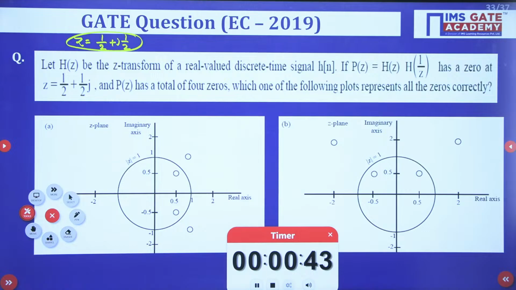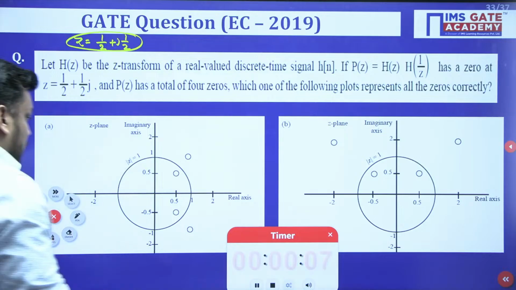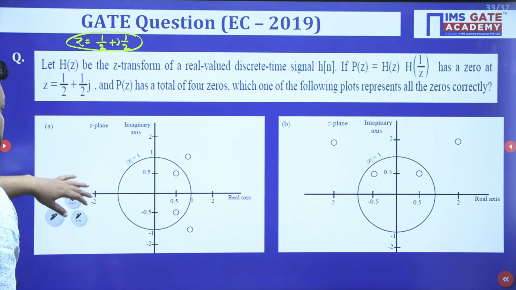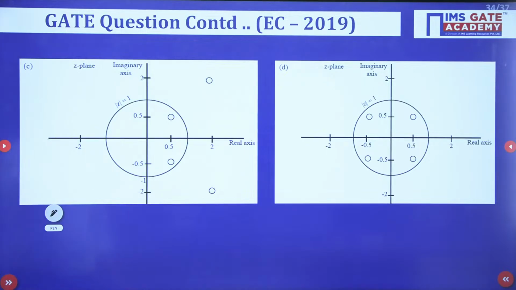बोलिए बच्चा, it is a good question. H(z) also there, H(1/z) also there. If P(z) is having a zero at this and P(z) has a total 4 zeros, yes, it means whatever the zero is present, either it is H(z) zero or H(1/z) zero. सर, option B तो eliminate ही हो जाएगा। सर, very good बेटा, very good observation. तो अब बताइए, if I will show you other options also, let me show you other options also. लीजिए, you can see other options also.